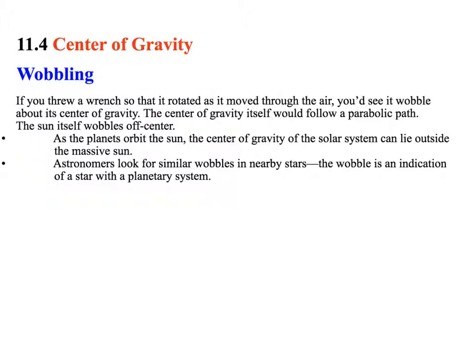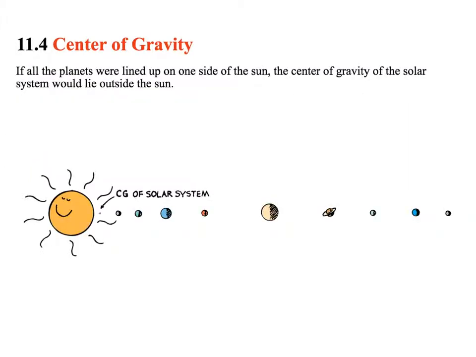The Sun itself wobbles off center. As the planets orbit the Sun, the center of gravity of the solar system can lie outside the massive Sun. Astronomers look for similar wobbles in nearby stars. The wobble is an indication of a star with a planetary system. If all the planets were lined up on one side of the Sun, the center of gravity of the solar system would lie outside of the Sun.